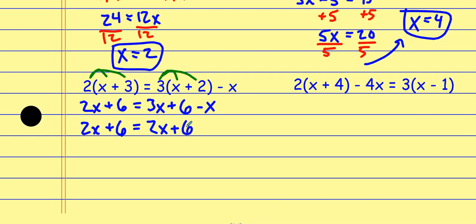And now I can't have variables on two different sides. I got to get rid of one of those. They're both the same in terms of 2x, so let's just get rid of one. I'm going to get rid of this one over here. So to get rid of a 2x, I'm going to subtract 2x. And whatever I do to one side, I have to do to the other side. So what happens is over here, I'm just left with a 6. And over here, I'm just left with a 6.